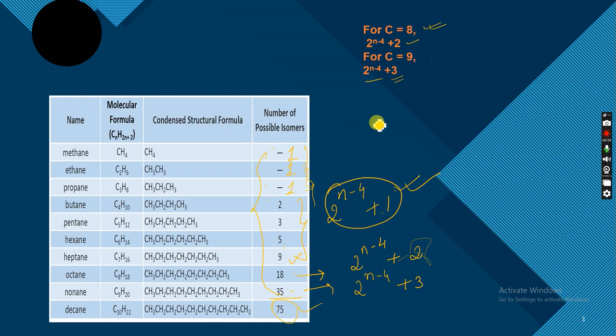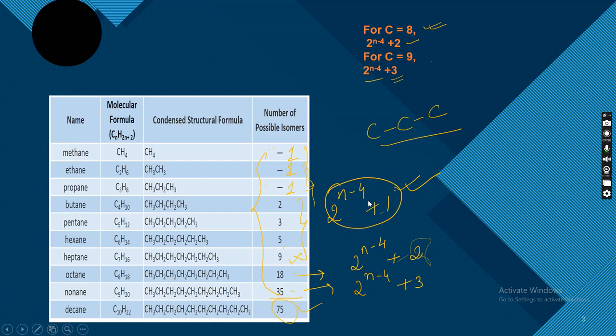Because in order to have different structures, there should be more than 3 carbon atoms for the rearrangement of the carbon atoms. If there are 3 or fewer, the carbon atoms cannot arrange themselves, so there will be only one structure. That's the reason from butane onwards you have isomers, since butane has 4 carbon atoms. And through this formula also, you can find out the total number of isomers.